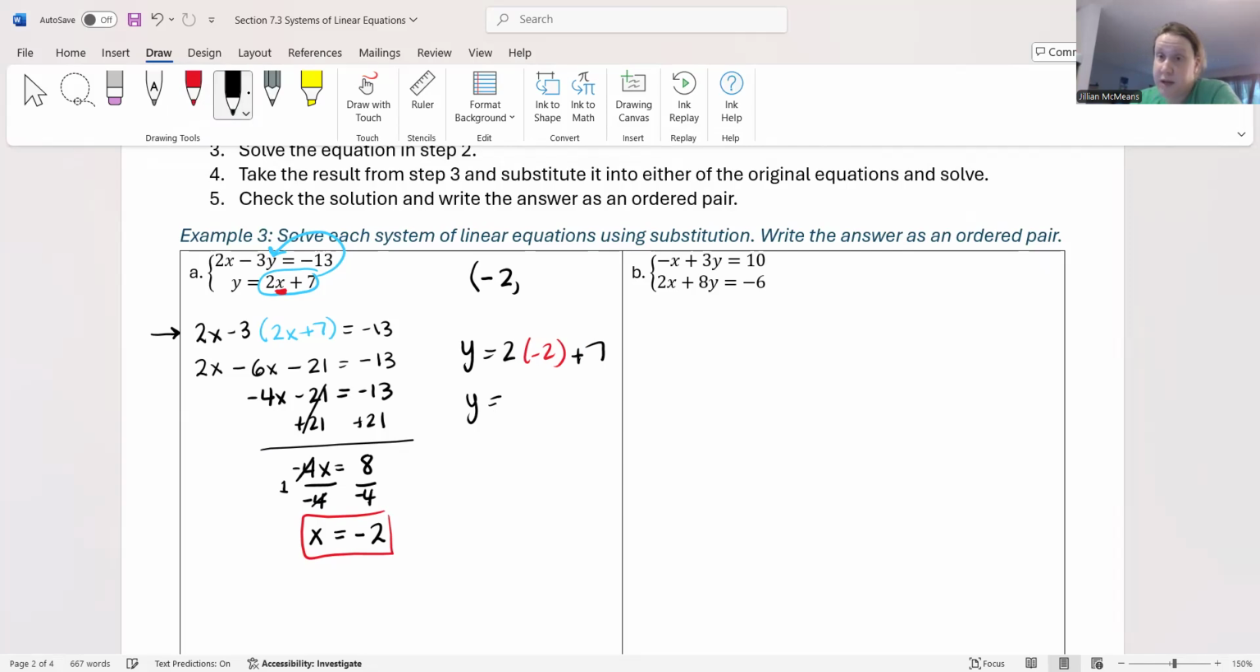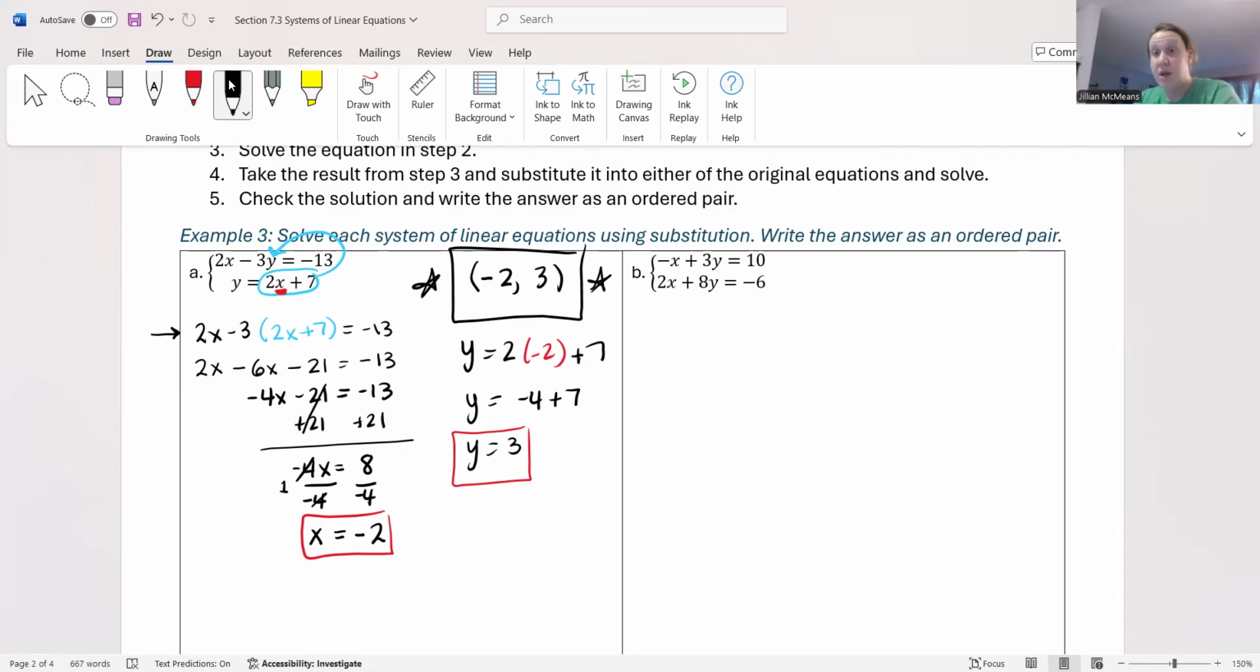Well, 2 times negative 2 is negative 4. And negative 4 plus 7 is 3. So we would then say, well, x is negative 2, y is 3. That's going to be the solution to our system. But remember, solutions to systems of linear equations in two variables are ordered pairs. So we want to write our final answer as an ordered pair. So this right here with stars beside it, that is our solution.